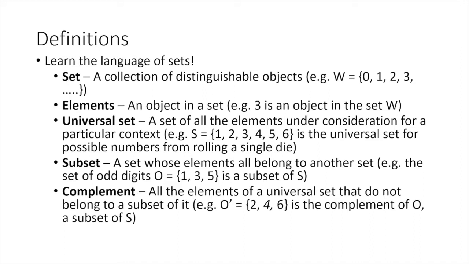At the same time, if we take a look at the complement of our set O, what we would be finding is all the elements that are not in the set O. So in the case of the universal set of 1, 2, 3, 4, 5, 6, we've already identified that 1, 3, and 5 are the set of odd digits, so not O would be equivalent to the even digits, which in our case are 2, 4, and 6.